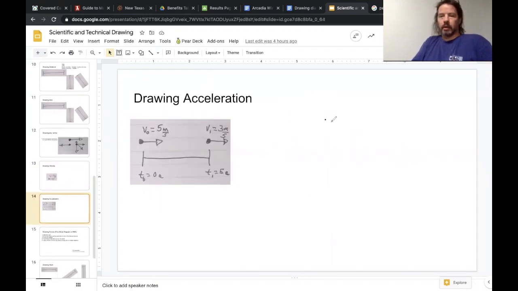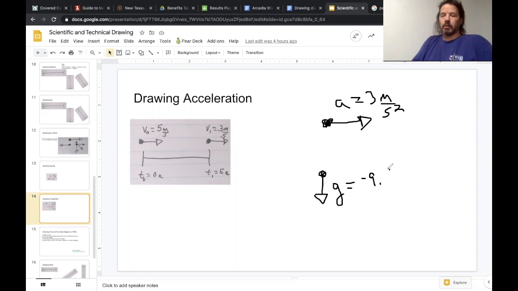Acceleration. Okay, acceleration is a vector, so we draw the dot, the direction, and label it. Acceleration equals 3 meters per second squared, and we've got an acceleration. I've got a special acceleration known as acceleration due to gravity, lowercase g equals negative 9.8 meters per second squared.